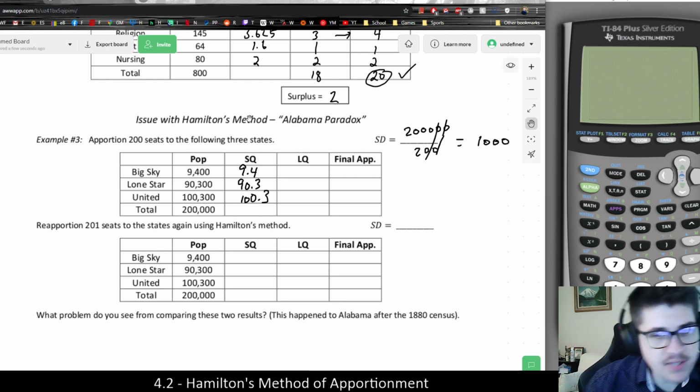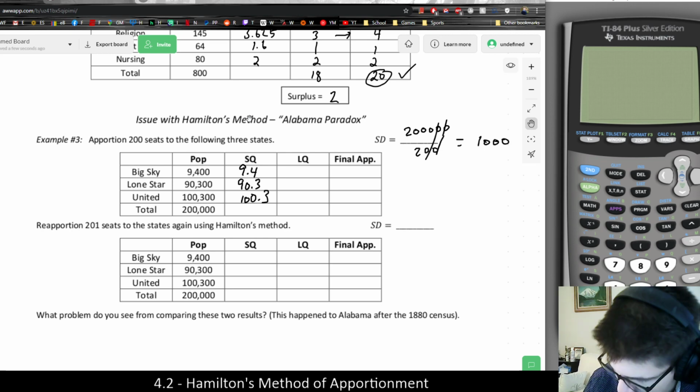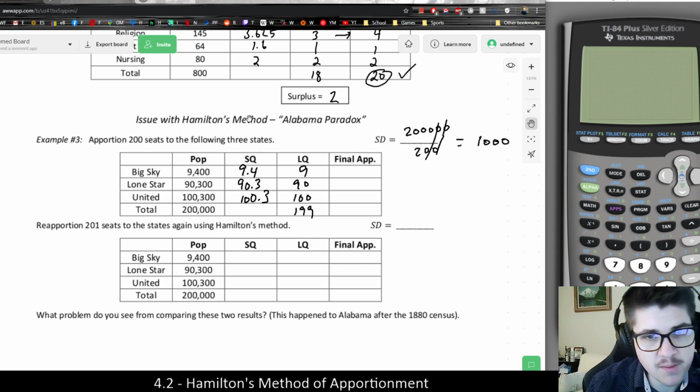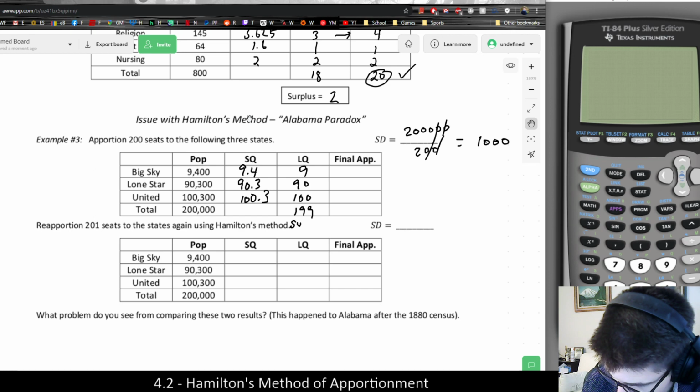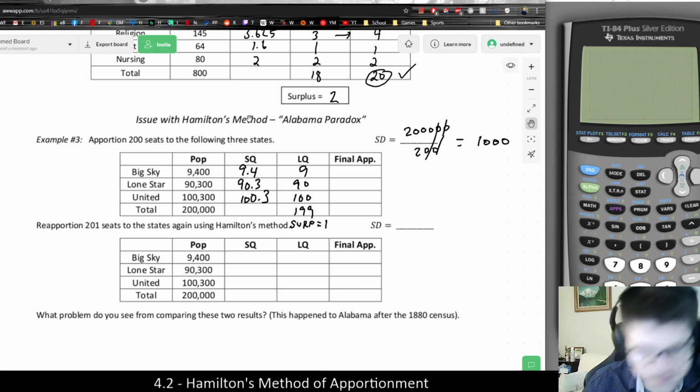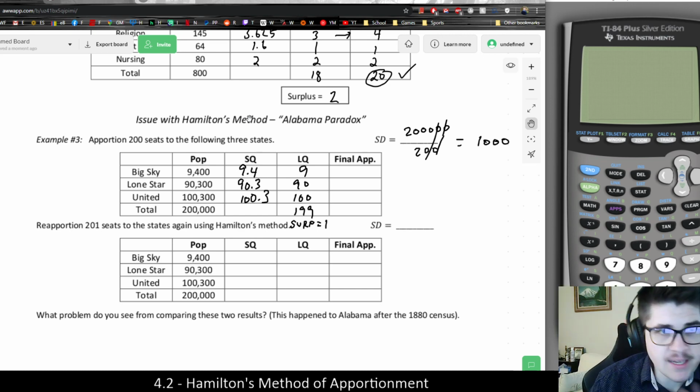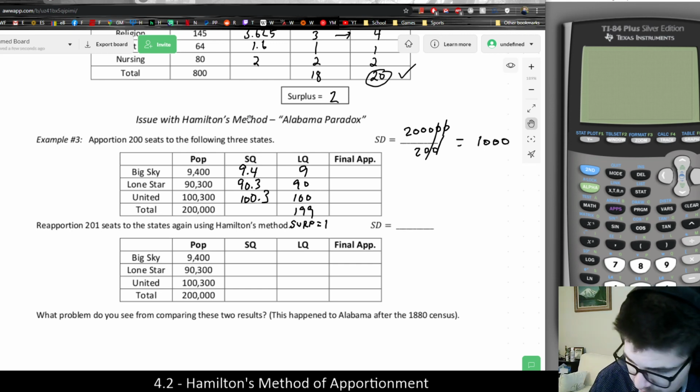And if we're using Hamilton's method, we're going to round the standard quota down, down, down, giving us 199 as the sum of the lower quotas. Here our surplus is going to be 1. And who gets it? Well, in this case, Big Sky has the highest residue at 0.4, so they will get the bonus seat and go up to 10.